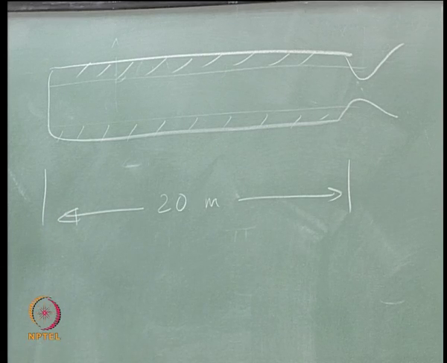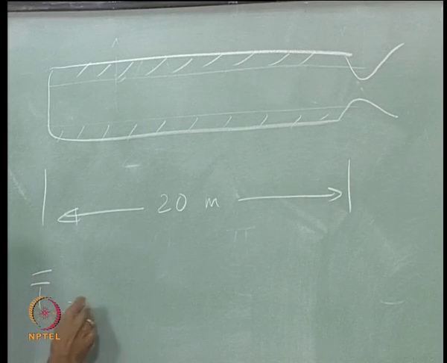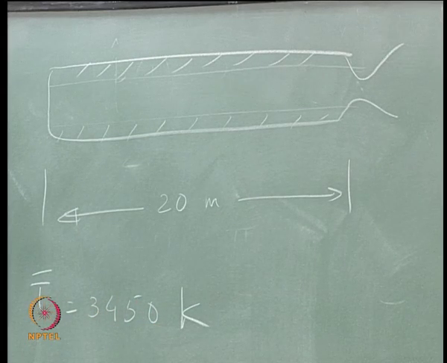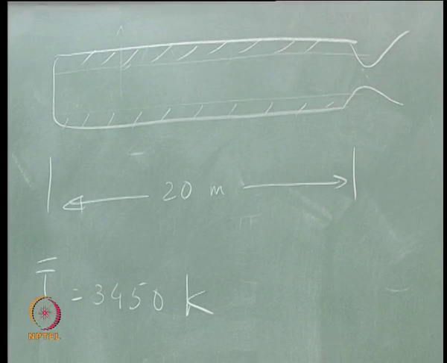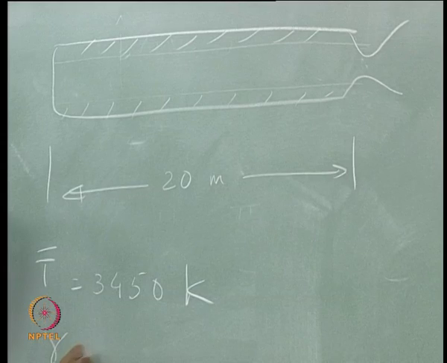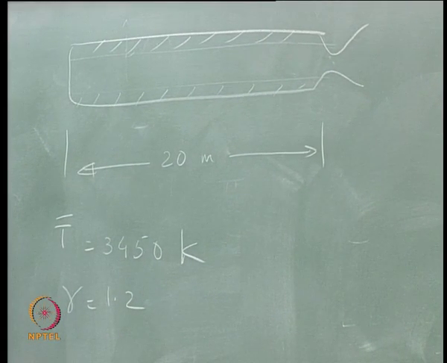And what would be the speed of sound? Temperature, what is the temperature? 3450 actually. T bar is almost constant over most of the tube, equal to 3450 Kelvin. I think 2500 would be the temperature you get if you burn methane or something, but this would be a much more energetic material. I think we can use gamma equal to 1.2. Anybody has a calculator? Can you find out what the speed of sound is?